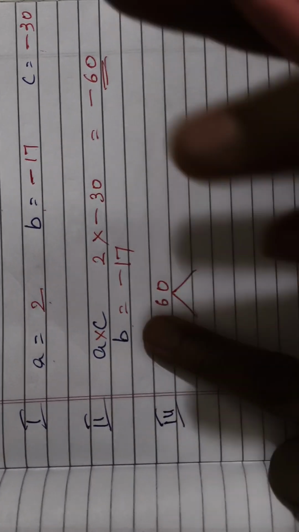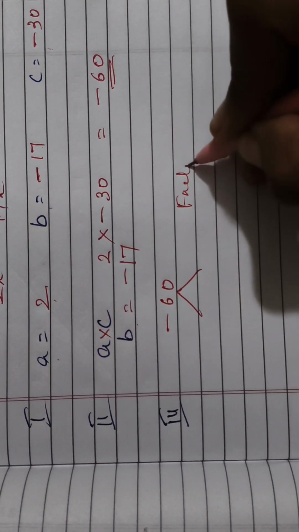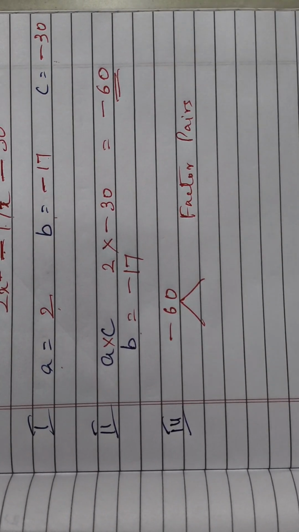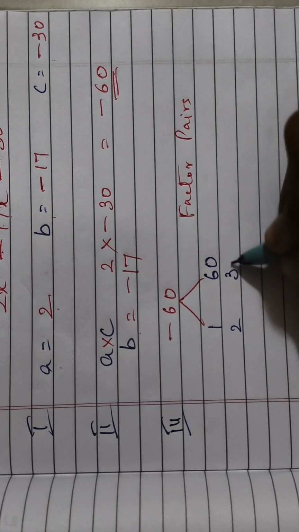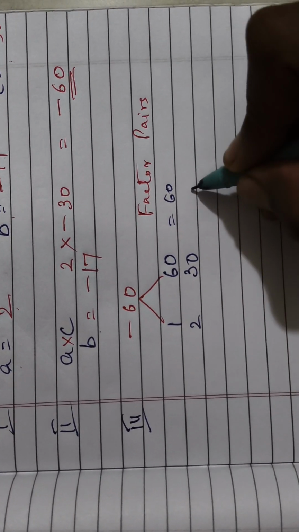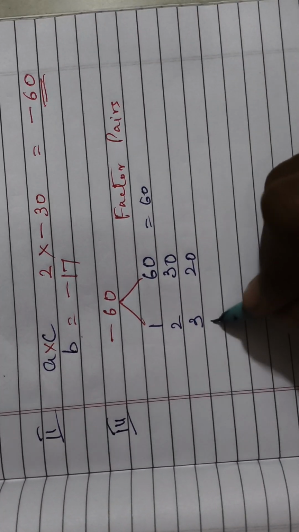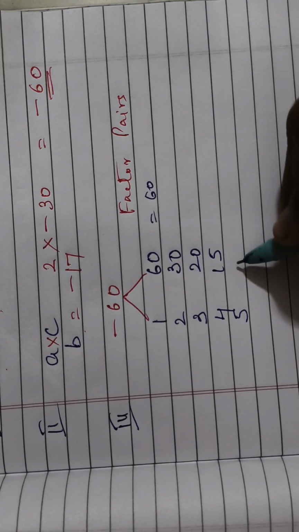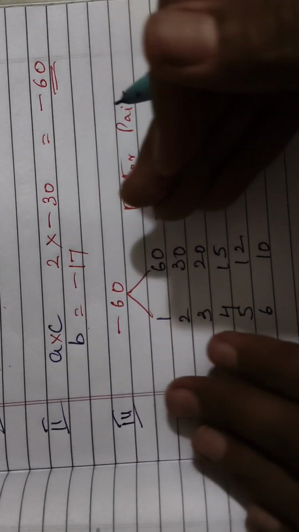Let's keep the minus for later. For now we will only write the factor pairs. So start with 1. I can write 1 and 60, 2 and 30. 1 multiplied by 60 gives me 60. 2 multiplied by 30 gives me 60. 3 and 20. Then that can be 4 and 15, 5 and 12, 6 and 10. So these are all the factors.